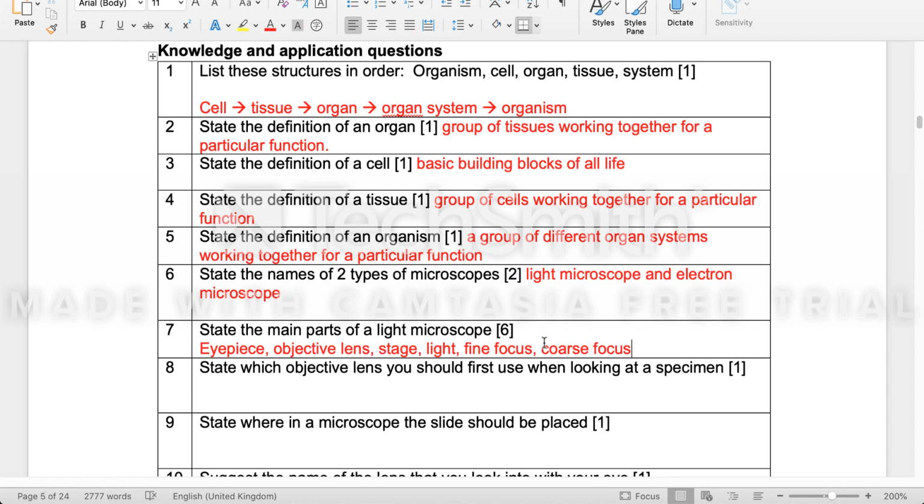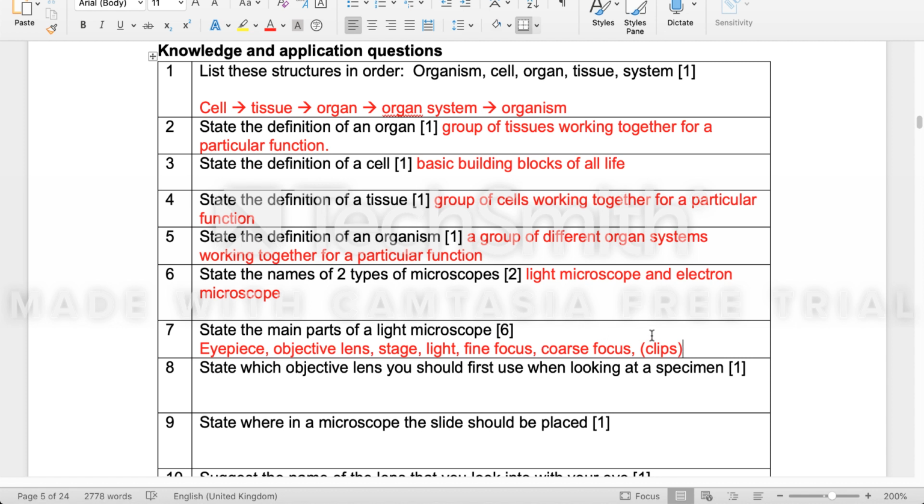Now you might have noticed that I didn't put slide on there because a slide is not part of a microscope. Okay, a slide is a different part where you put your specimen on it, and it's not actually attached to the microscope itself, right? One thing that you can use here is clips, okay?